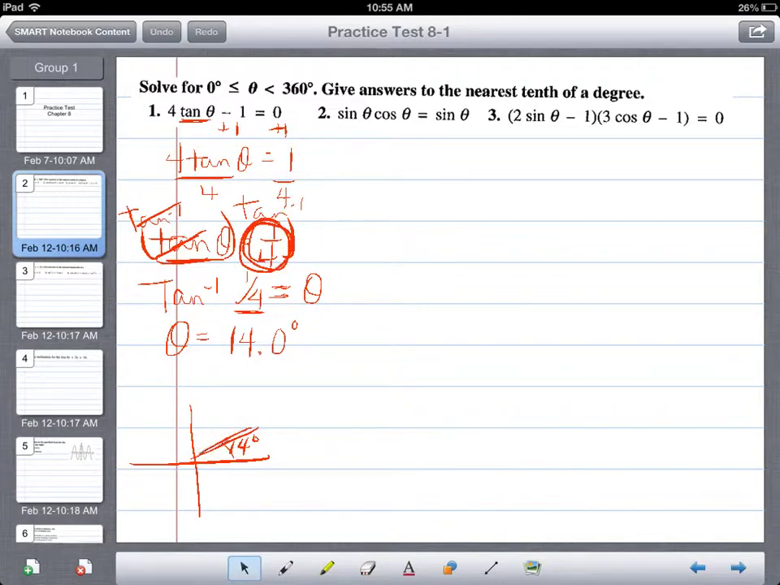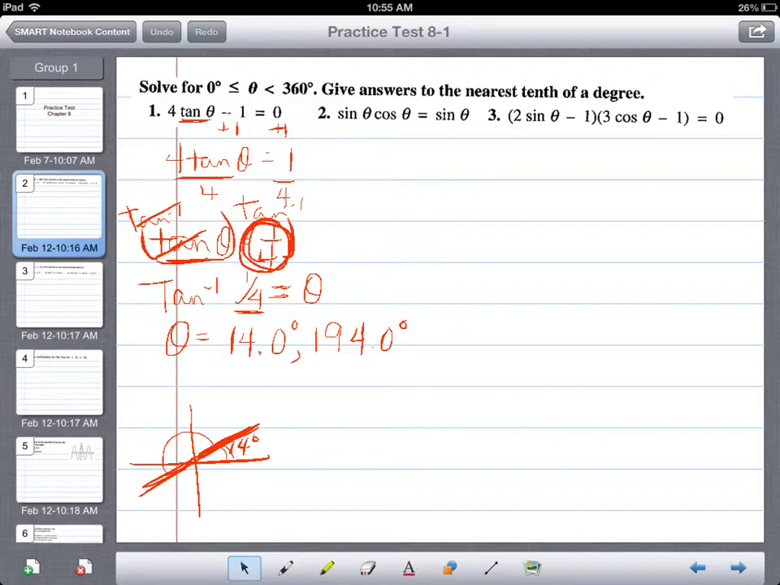So I also need to figure out another quadrant where tangent would be positive. Remember, tangent relies on the x and the y coordinates. So if they're both positive, that's our first quadrant, but again, they could both be negative as well. So what I'll do then is take 14 degrees and add another 180 degrees to it, and my second answer is 194.0 degrees.